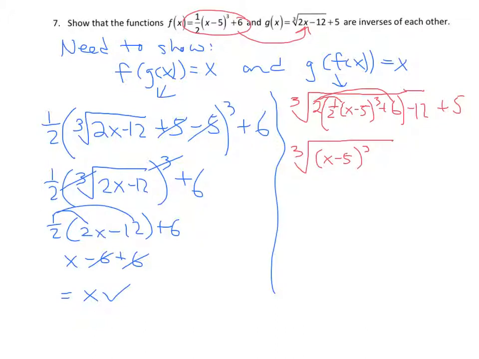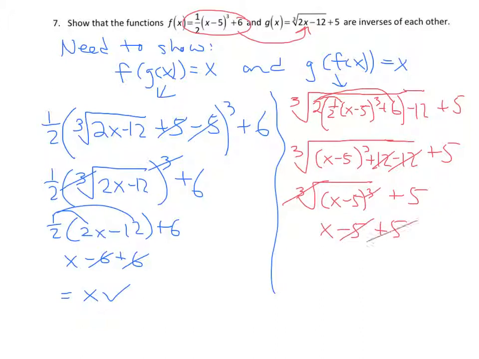and then 2 times 6 is plus 12, and then we also had a minus 12 underneath this radical. The plus 12 and the minus 12 cancel, and we get cube root of x minus 5 to the third, the plus 5 on the outside, and then the cube root and the cube cancel. We get x minus 5 plus 5, the minus 5 and plus 5 cancel, and we get x. So we showed the other direction. So that's what we have to show to prove that they are inverses of each other. So f of x and g of x are inverses.